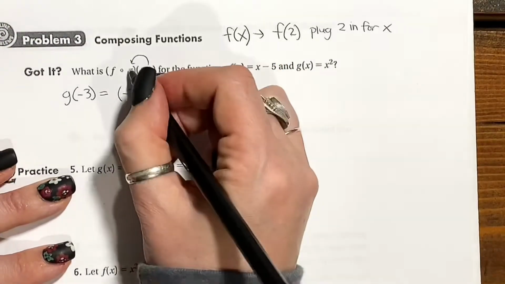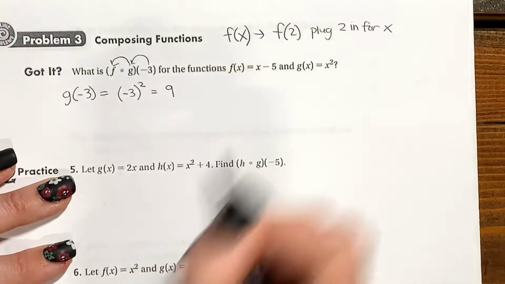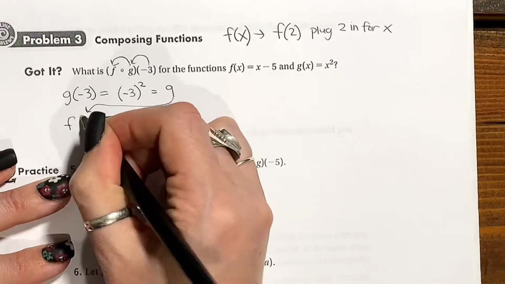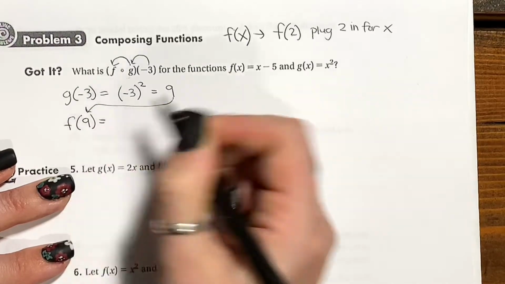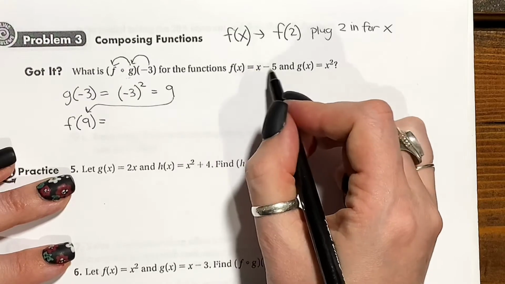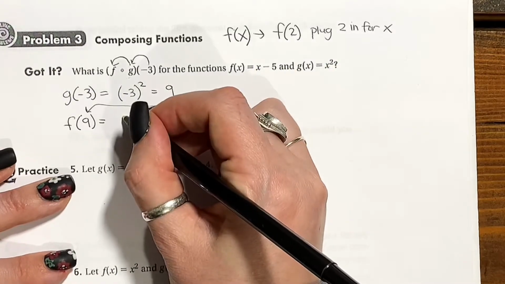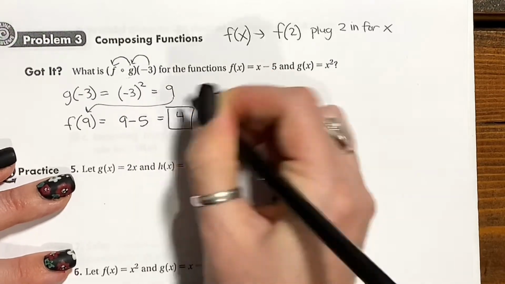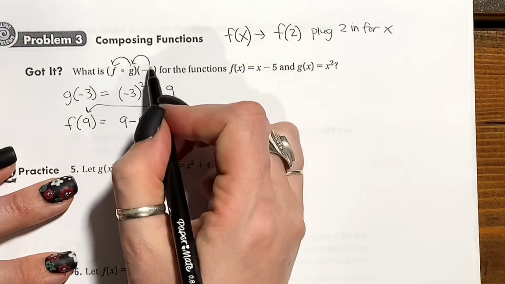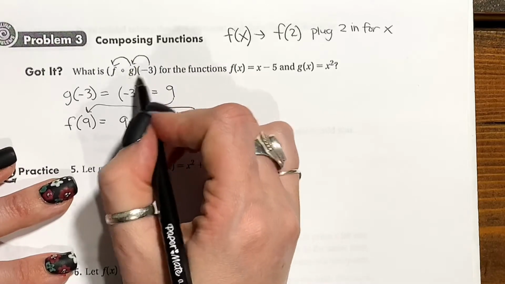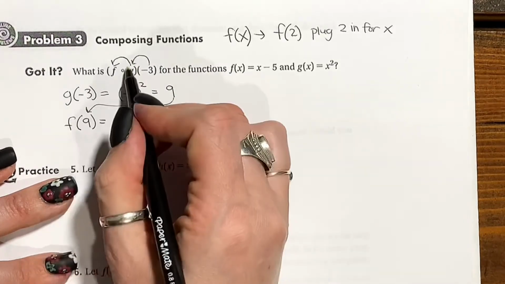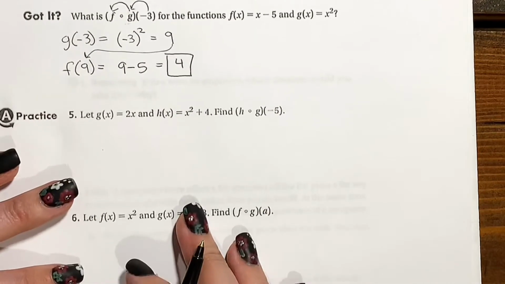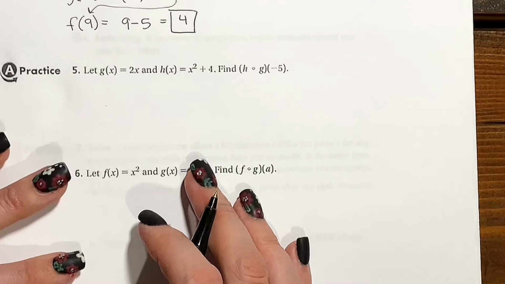This new number, we're now going to take from g and plug it into f. So we're going to take 9 and plug it into f and do f of 9. So if my equation for f is x minus 5, instead of x, I'm going to do 9 minus 5, which is 4. So again, we're working from back to front. -3 is going to plug into g. Whatever you get out of that is then going to plug into the first function, which was f in this case.